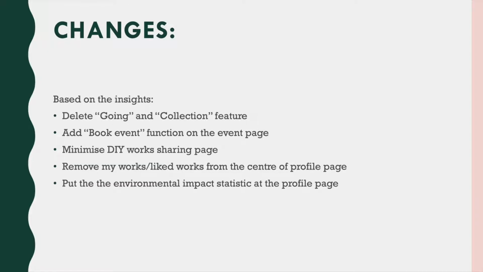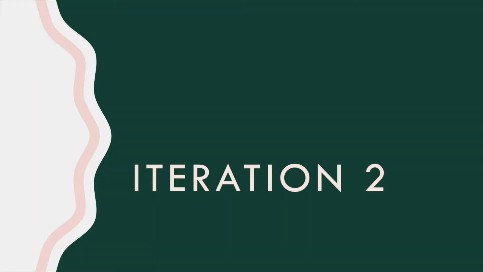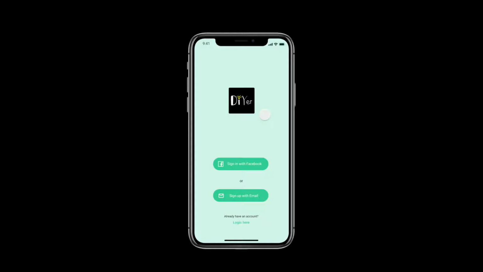So I'm going to delete the going and collection feature for the events, and instead of that, put the book event function on the event page. Also, I'm going to minimize the DIY works sharing page to make the impact of the environmental aspect stand out more. In the second iteration, I use Figma, the digital prototyping tool, to create the prototype.